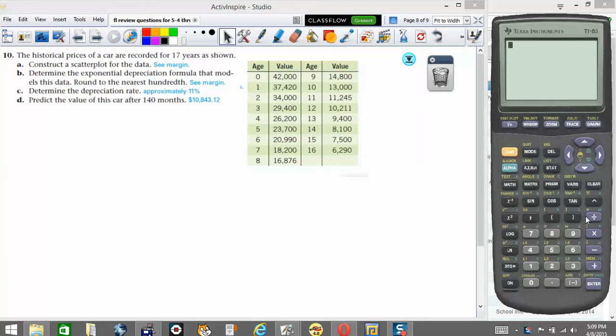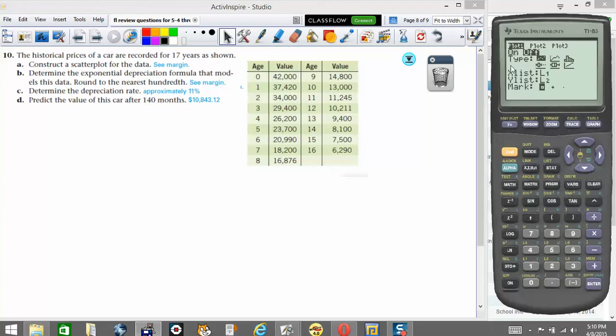So this is going to be primarily a lot of calculator work. First thing we're going to do is make sure that everything is set up on the calculator. So we're going to go to second y equals. We're going to make sure that our plots are on. Right now the plot is off, so we want to hit enter.